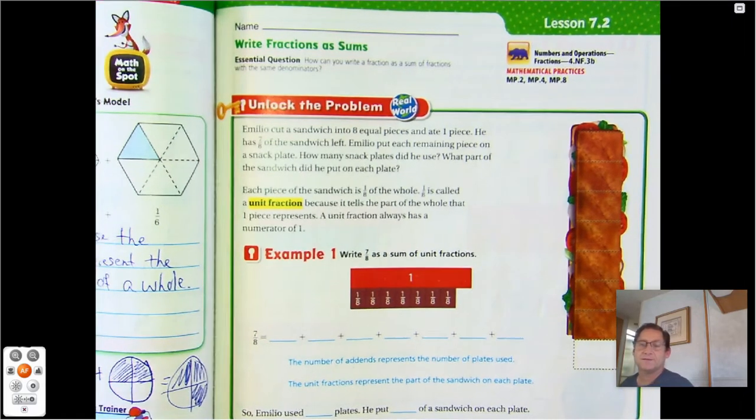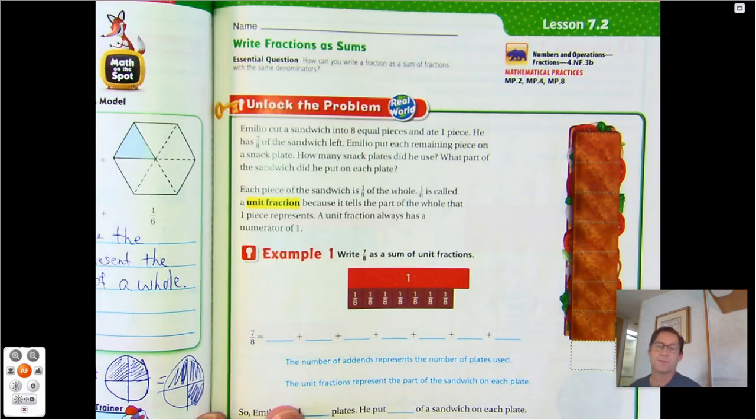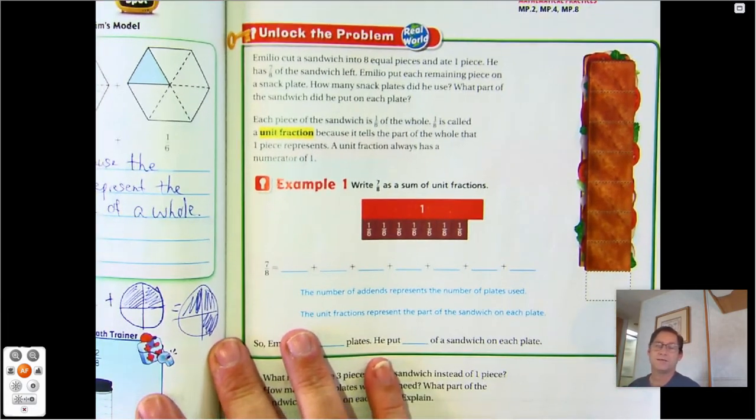Hello, everybody. So today's lesson is lesson 7.2, page 283 of our textbook. We're writing fractions as sums. And our essential question is, how can you write a fraction as a sum of fractions with the same denominators? Okay, so let's look at the unlock the problem.